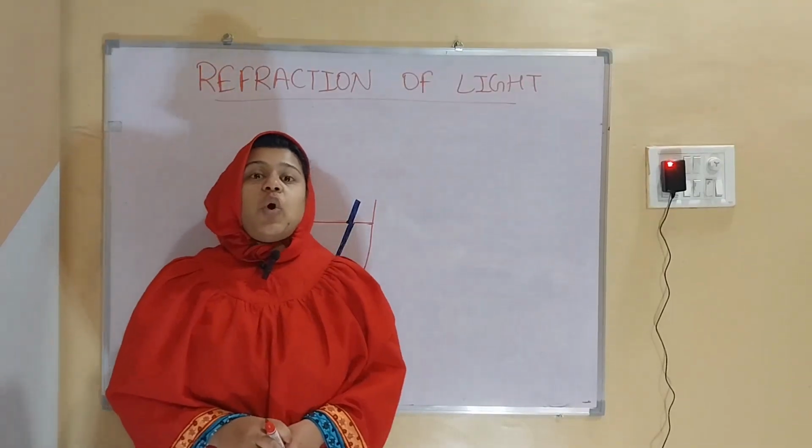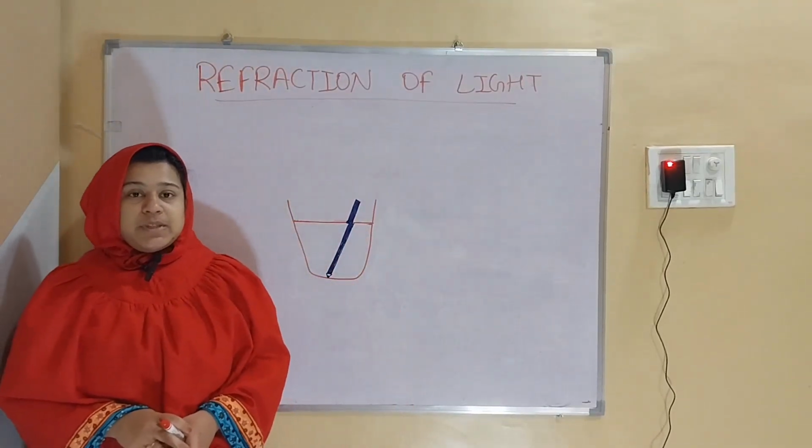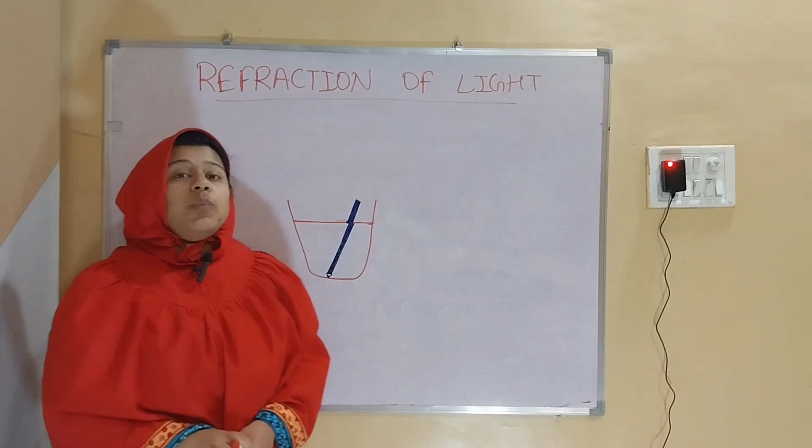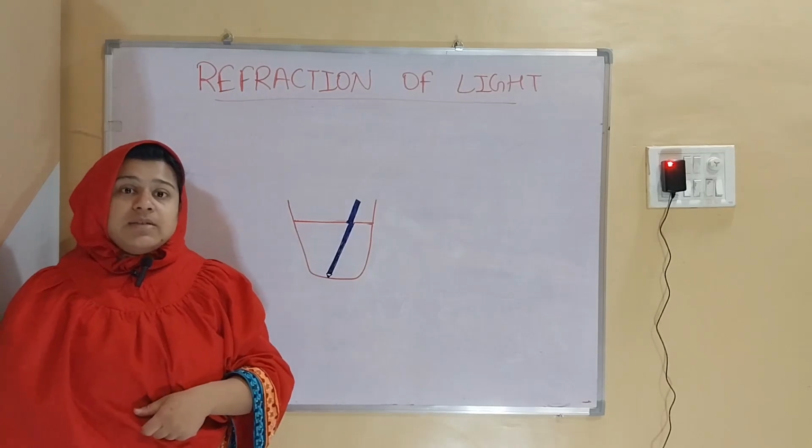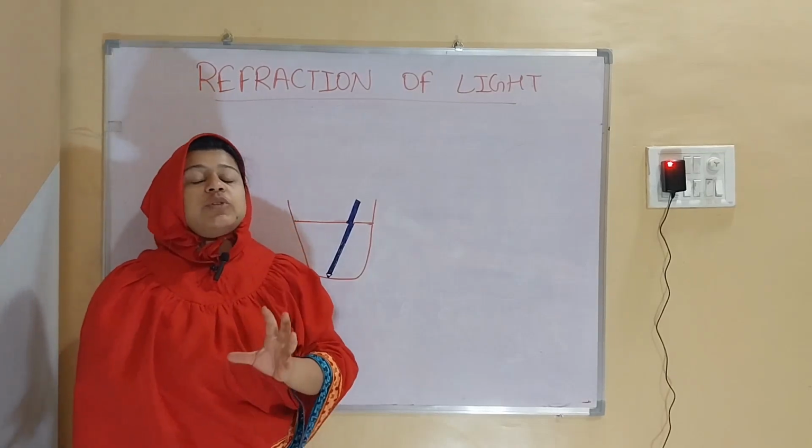So now we have already recalled some examples and activities. Now we are going to see the reason behind these observations which we have observed in the activities.